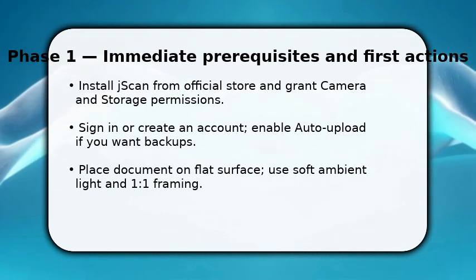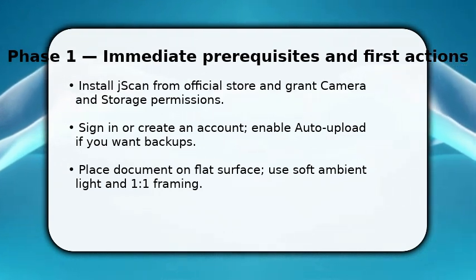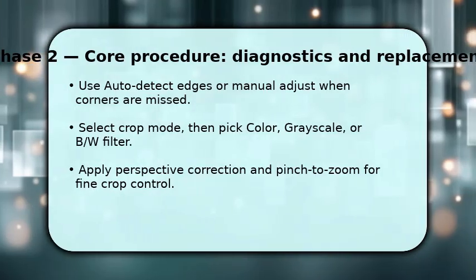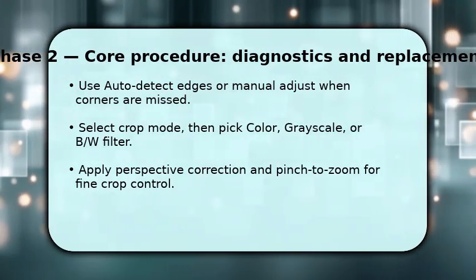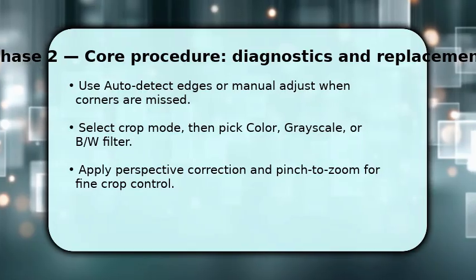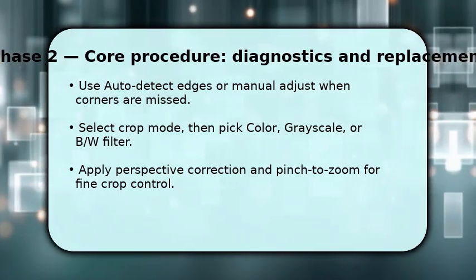Once you capture an image, Jscan runs edge detection. This is where you refine the result. If edges look off, switch to manual adjust and drag corners. This fixes skewed perspective for clear text.